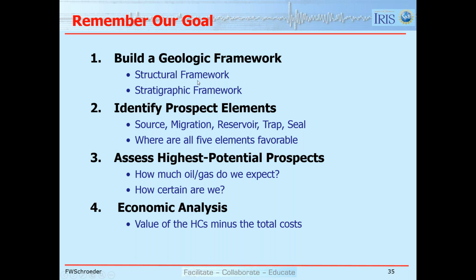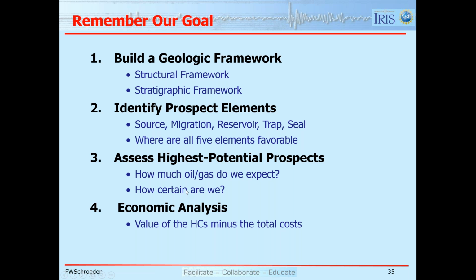So if you remember our goal, the first step is to build the geological framework. That's to build the structural framework, the main faults, and to build the stratigraphic framework, the main horizons or sequence boundaries. Then we want to identify our prospect elements: source, migration, reservoir, trap, seal. Where are all 5 of these elements favorable? That would be where we would want to focus our exploration efforts.